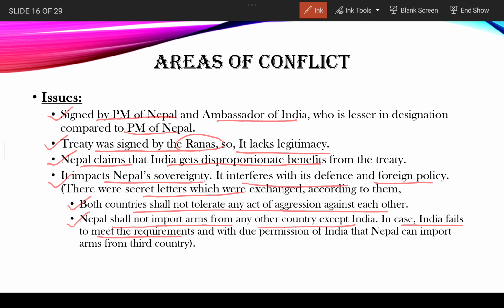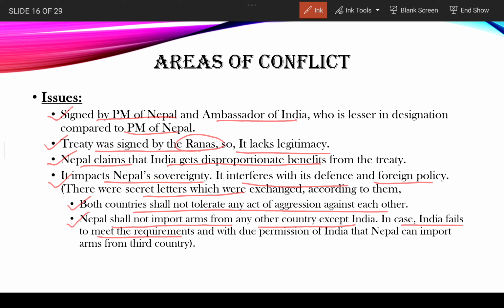Now, what can be the way forward? The Nepali people or the Nepal government actually want to revise this treaty. So what we can write in the way forward is that the government of India should be willing to revise the treaty. There are various reasons behind that. Number one, this treaty has generated a lot of anti-India sentiments in Nepal. This has been used many times by Nepali governments for their political gains.